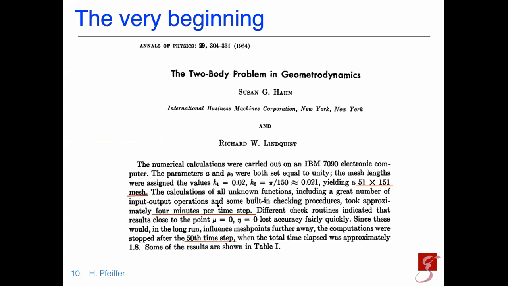Adding a little bit more about the early work here. This is the very first paper about black holes, the two-body problem in geometrodynamics from 1964. I've put up the abstract because it reads so nicely. The numerical calculations were carried out on an IBM 7090 electronic computer. The parameters were blah, blah, blah, blah, yielding a 51 by 151 mesh. The calculation of all unknown functions, including a great number of input-output operations and some built-in checking procedures, took approximately 4 minutes per time step. And we ran for 50 time steps, when the total elapsed time was approximately 1.8.